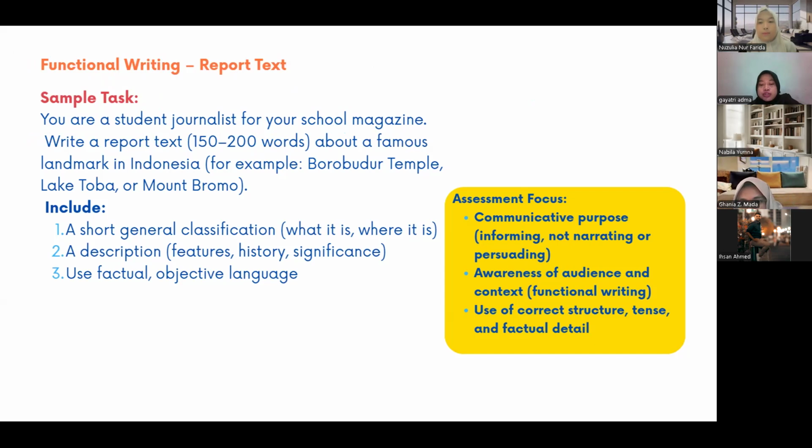We ask our students to be a writer for an organic audience so that they are not only writing for the text only but also they write for the reader, and then other people will read their writing after all, so that here we can define the role of our student first as a journalist, and then they have to write a report text about a famous landmark in Indonesia, for example, Borobudur Temple, or maybe like Toba or Mount Bromo.